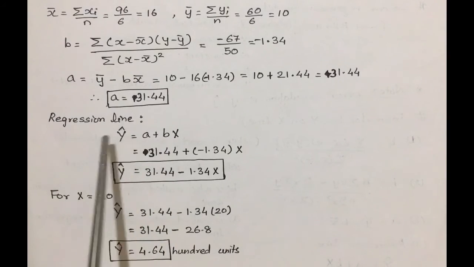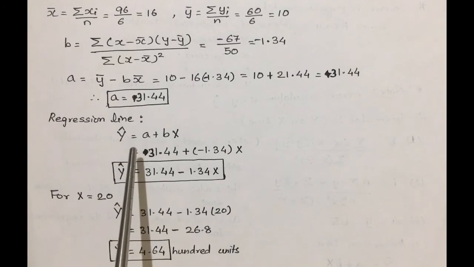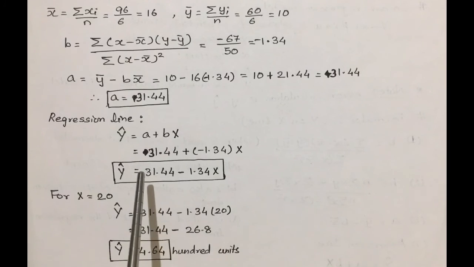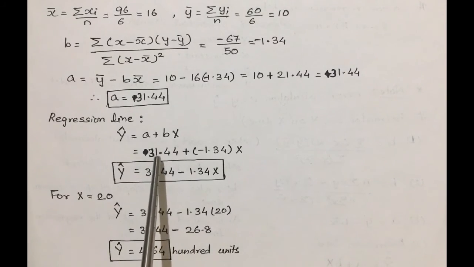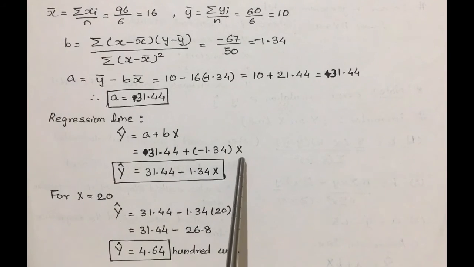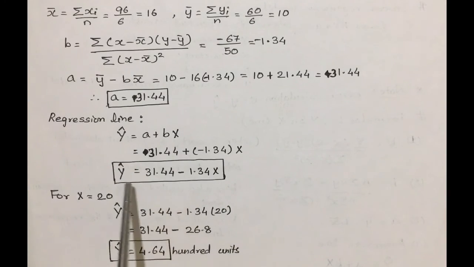Now the formula for the regression line is y estimate is equal to a plus bx. So keeping the value of a as 31.44, b as minus 1.34, and x as it is, the regression line will become 31.44 minus 1.34x.